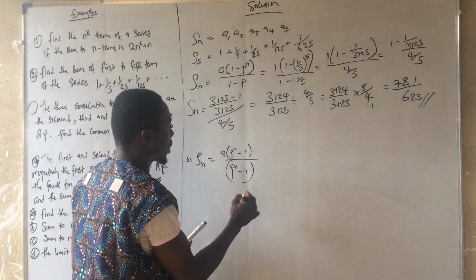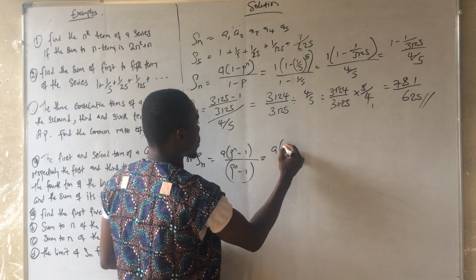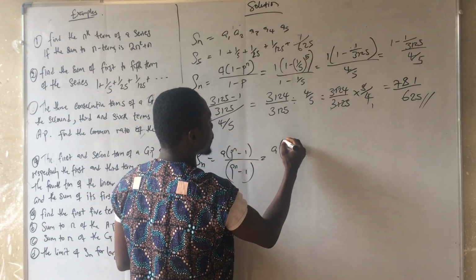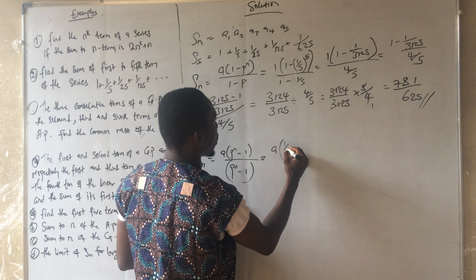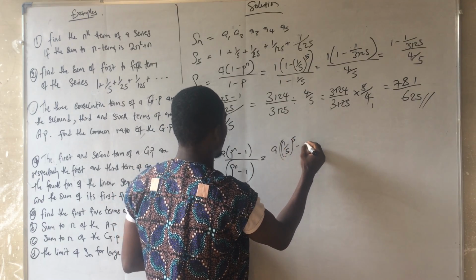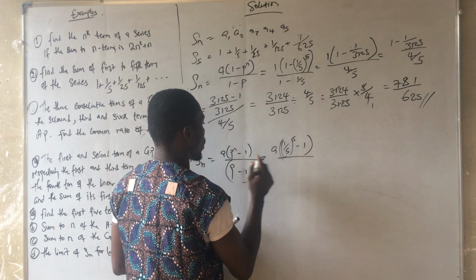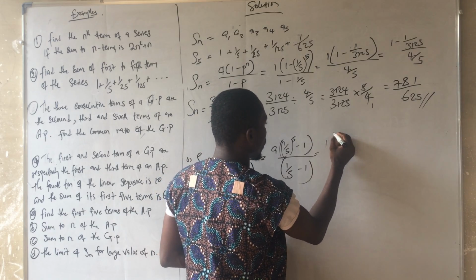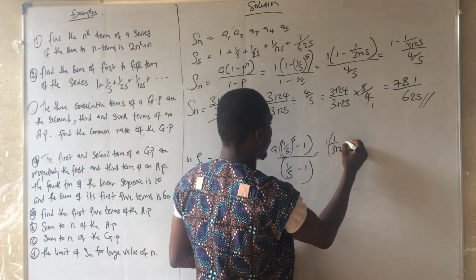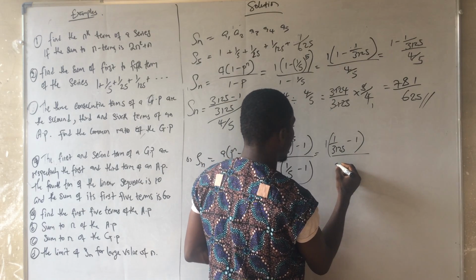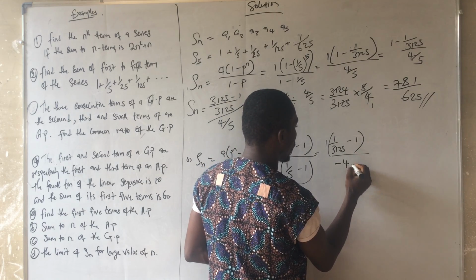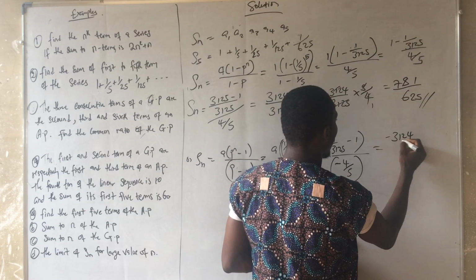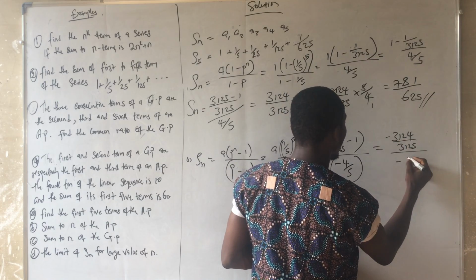Let's check if we're going to have the same thing here. I'm going to be fast here because almost everything here is the same. r raised to the power n is 1 over 5 raised to the power 5, minus 1, all over 1 over 5 minus 1. So now this is going to give us 1 over 3125 minus 1, over minus 4 over 5, which gives minus 3124 over 3125 over minus 4 over 5.